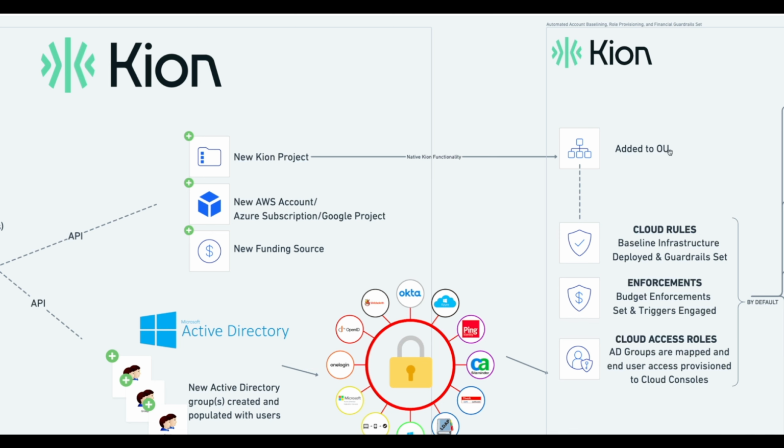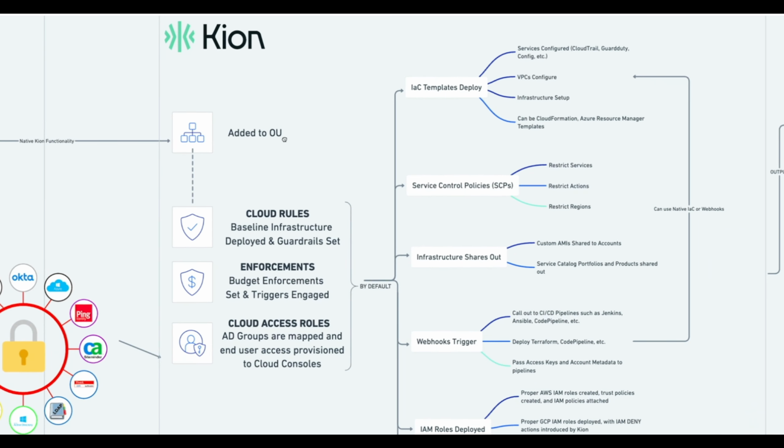By this new project being added to the OU within Kion, essentially what ends up happening is that cloud rules, or all of your baseline infrastructure, gets deployed and your guardrails are set. Your financial enforcements are engaged, so setting up enforcements to know when you're at 70, 80, 90% of budget, and all the triggers and actions that may happen when you cross those thresholds get engaged. And then lastly, all of your roles are provisioned, mapped back to those users or groups, and all of your least privilege access is now in place into each of those CSPs.